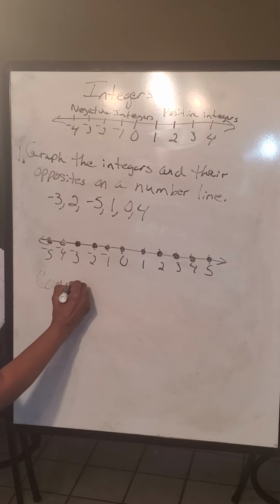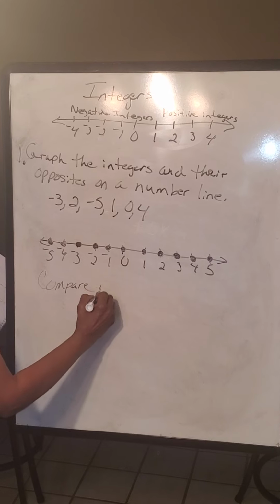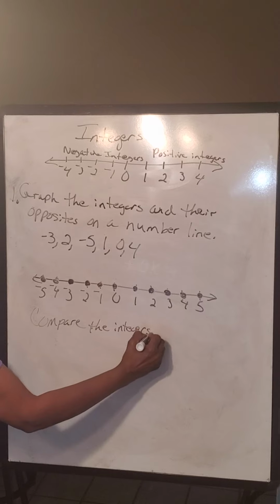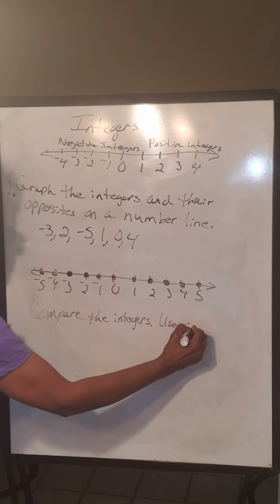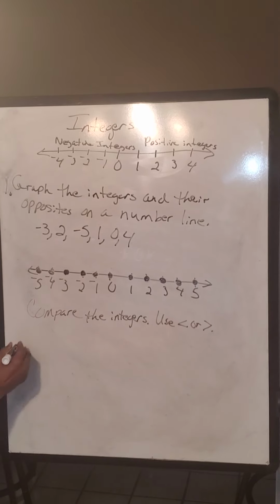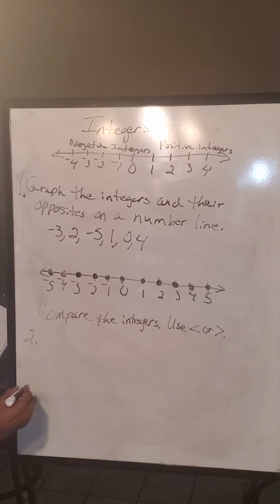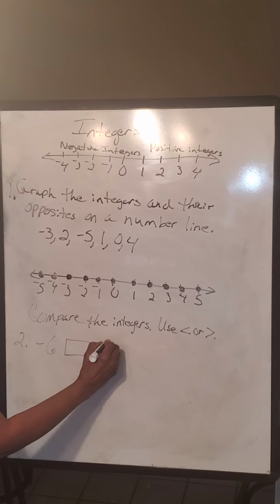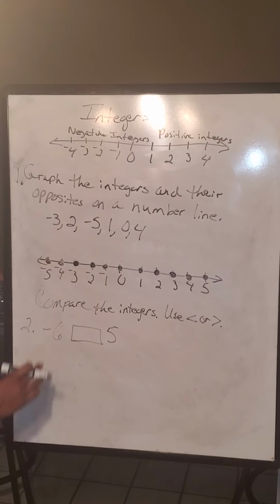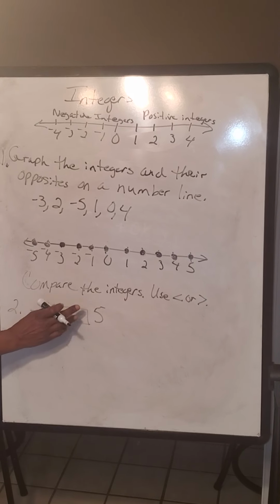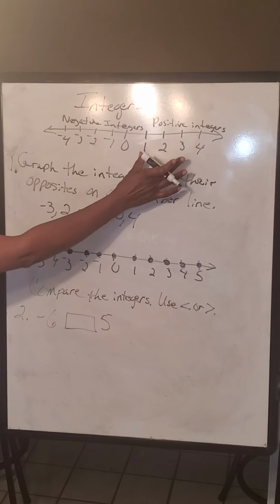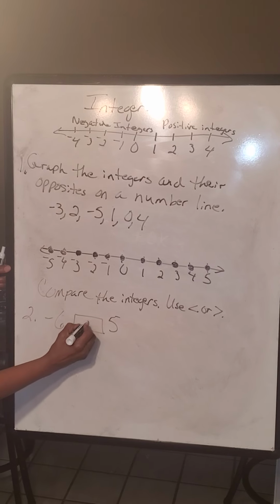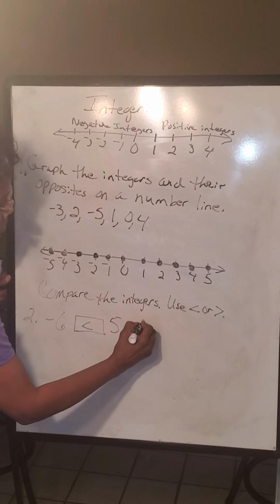Compare the integers. Use less than or greater than. This will be example 2. If I had a -6 and I want to compare it to 5. So I need to ask myself, is a -6 smaller than 5 or is it greater than 5? Well, all positive numbers are larger than negative numbers. So that -6 would be less than 5.